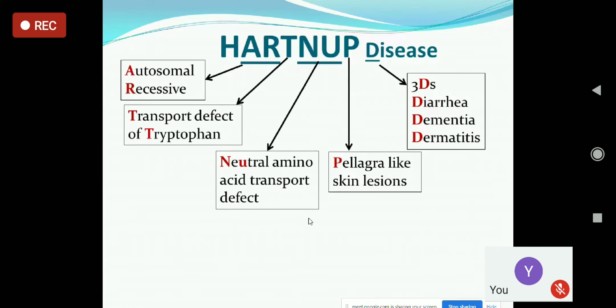Next condition is Hartnup disease. This is an autosomal recessive disease. It affects the absorption of non-polar amino acids, mainly tryptophan. So what is Hartnup disease? It is autosomal recessive. Transport defect of tryptophan is seen. Neutral amino acid transport defect. I hope you remember what neutral amino acids are. In this condition, it causes pellagra-like lesions, which is characterized by 3Ds: diarrhea, dementia, and dermatitis.